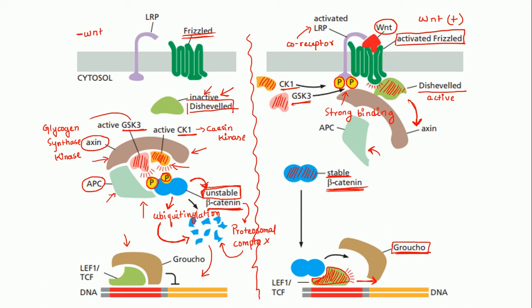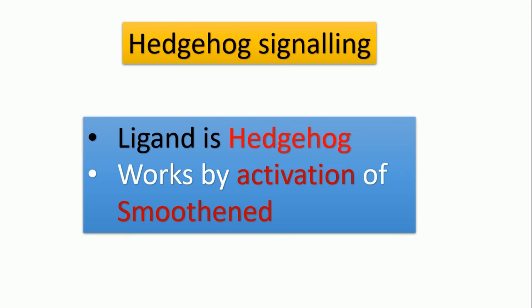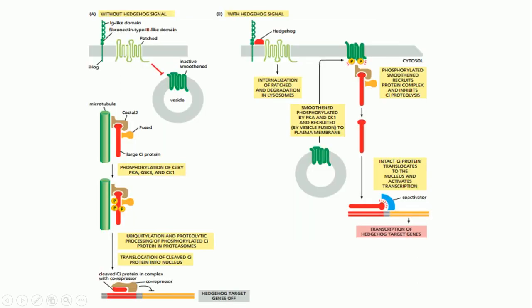Now moving on to the hedgehog signaling pathway. For this, the ligand is hedgehog, and it works by the activation of a protein which is called smoothened. So Wnt was activating beta-catenin, and for the hedgehog signaling pathway, it is activating the protein called smoothened. Now let's see how it happens. We are going to see the hedgehog signaling in a similar way like we saw for Wnt. We're going to see what happens without the hedgehog signal. We are also going to see what happens when the hedgehog signal is present.